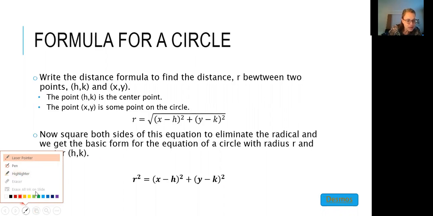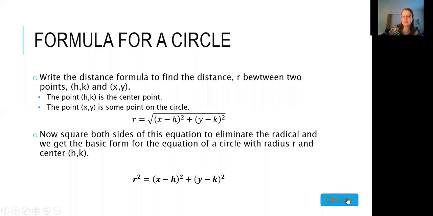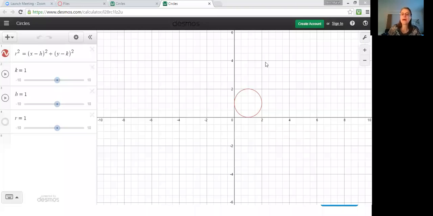Sorry, I'm trying to get my mouse back. I turned my mouse into a laser pointer, and now it won't click. There we go. Okay. Oops. You're not going to get that screen. Let me fix that for you. There we go. All right.